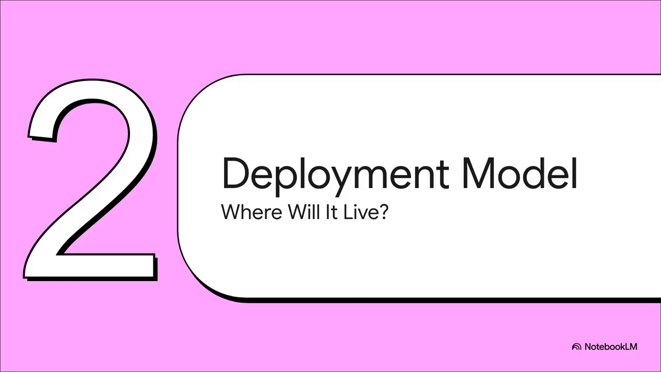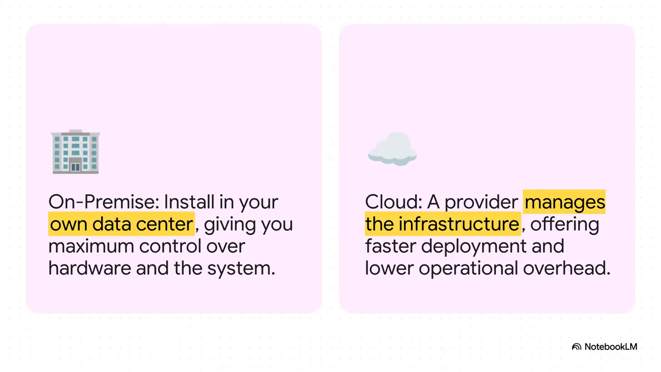Okay, so once you know how you're going to scale, the next logical question is, well, where is this system actually going to live? You've got two main paths you can take. First is on-premise. This means you install SAP HANA right in your own data center. You have maximum control. The other option, of course, is a cloud deployment. This is often way faster to get going and usually has a lower operational overhead because the cloud provider is managing all that underlying infrastructure for you.